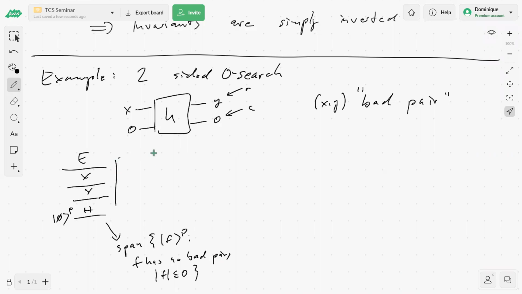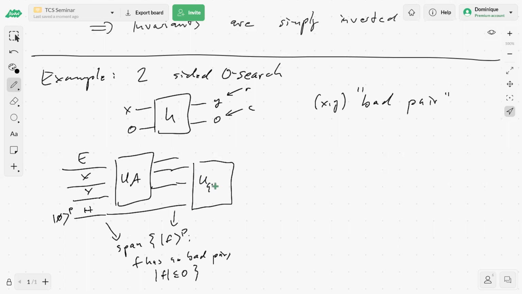Now, for example, if we run UA, since this does not operate on H, it does not change our invariant. Then we may ask what happens if we run uQuery. This gives us a new invariant that looks almost the same.